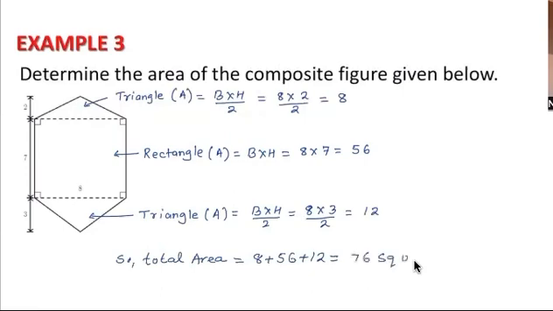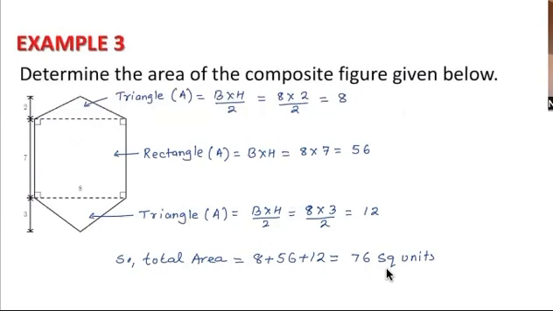76 square units is the area of this composite figure given here. I found that it's quite easy when you look at these 3 steps, and then I use that method, okay? Calculate the area of the triangle on the top, calculate the area of the rectangle in the middle, and calculate the area of the triangle at the bottom, add them together to get the total area.